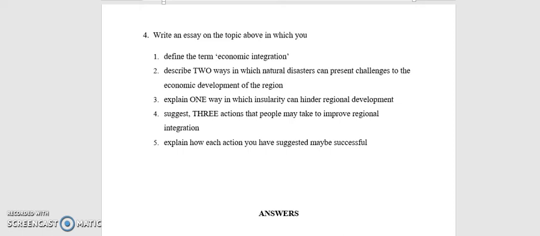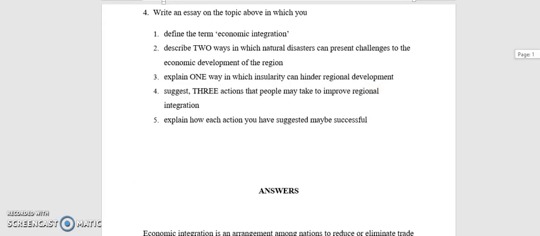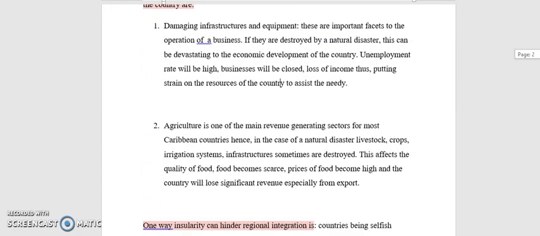All right. I want you to think about one action that people may take to improve regional integration. What can citizens do to improve the integration process? Think about it. Okay, let me go down to my actions and then I'll listen to yours. All right, let me go down to my answer sheet.